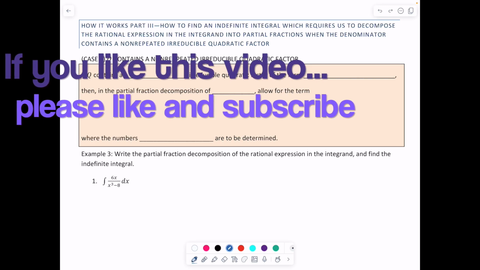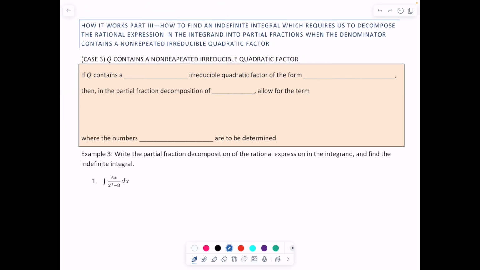Hey there, it's Shannon Myers, and today we're on part 3 of using partial fraction decomposition on integrands in order for us to be able to evaluate the integral or find the indefinite integral.